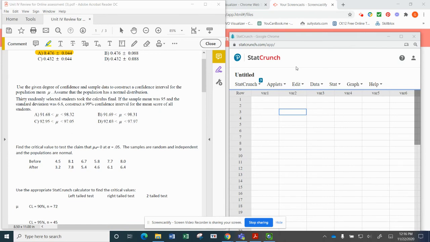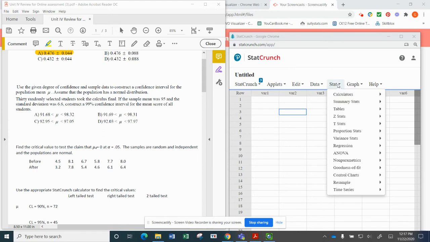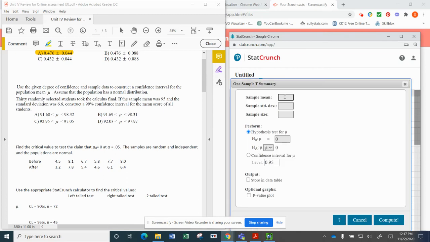Use the given degree of confidence and sample data to construct a confidence interval for the population mean mu. We have 30 randomly selected students who took a calculus final. If the sample mean was 95 and the standard deviation was 6.6, construct a 99% confidence interval. Because this is a mean, we're going to be using t-stats. We go into t-stats, one sample, and we have summary data. Our sample mean was 95. Our sample standard deviation was 6.6, and our sample size was 30.